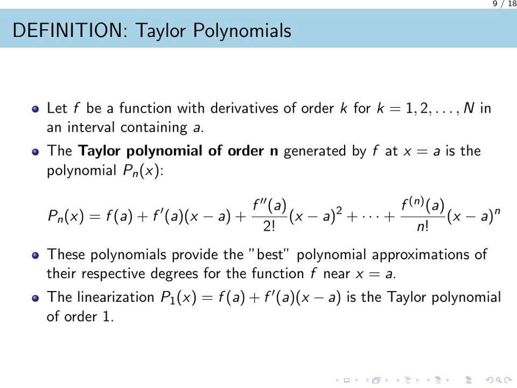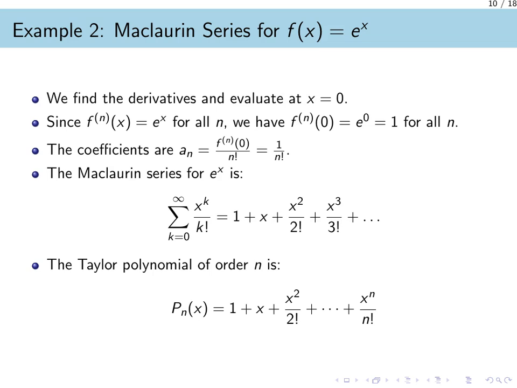The essential idea is that Taylor polynomials provide the best possible polynomial approximation of a given order to a function near a specific point. Let us now derive the Maclaurin series for one of the most important functions in calculus, the exponential function. f of x equals e to the power of x. The process starts by taking successive derivatives of the function.